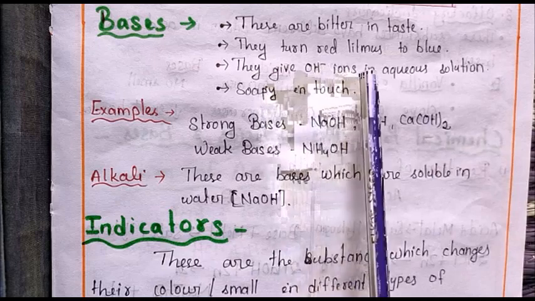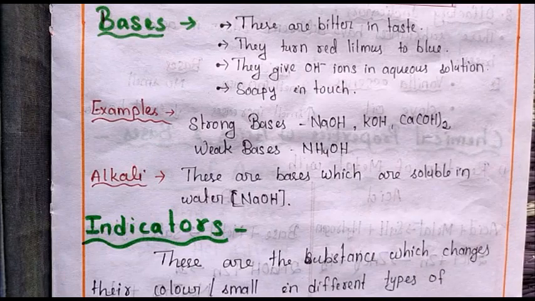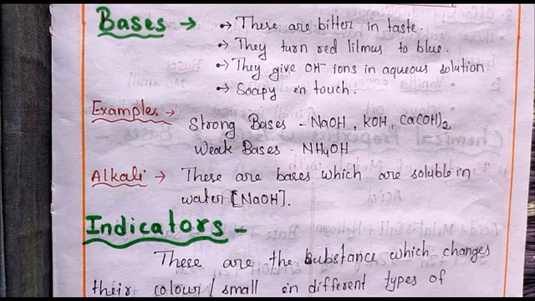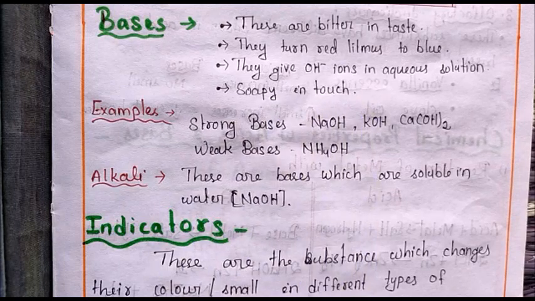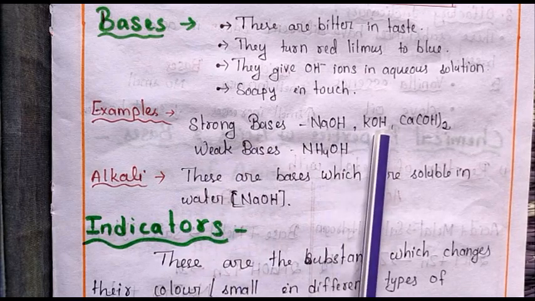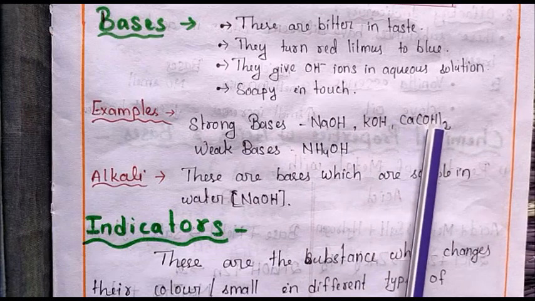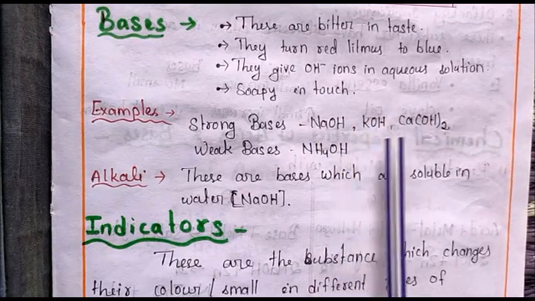They give OH minus ions in aqueous solution. Acids give us H plus ions, but in aqueous solution base gives us OH minus ions. Bases are soapy to touch, that means slippery. Examples of strong bases are sodium hydroxide, potassium hydroxide and calcium hydroxide: NaOH, KOH and Ca(OH)2.